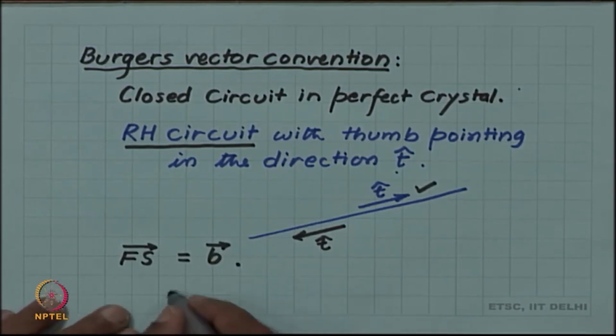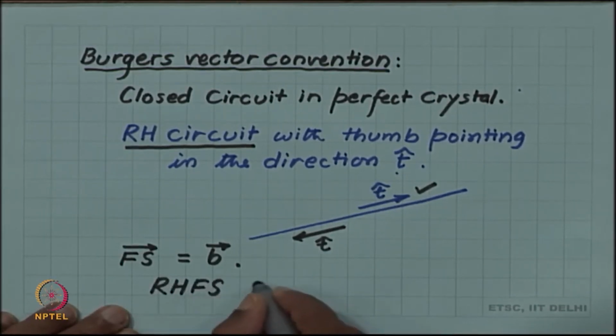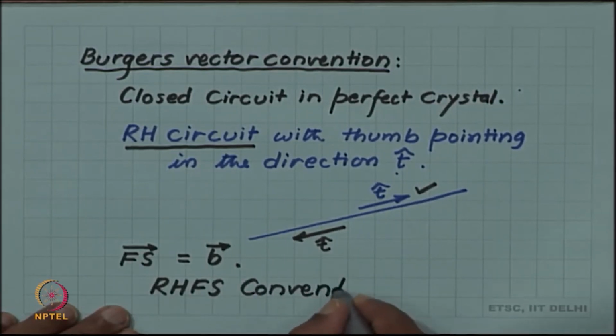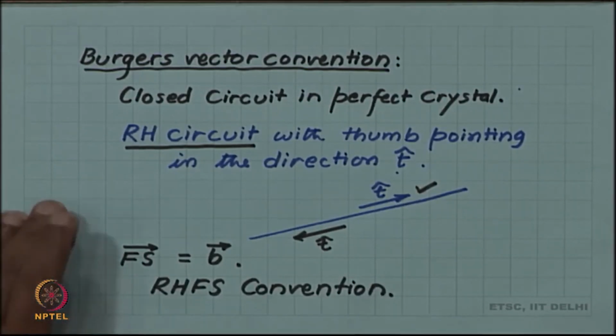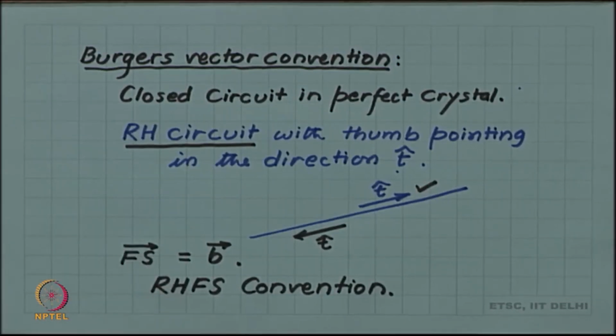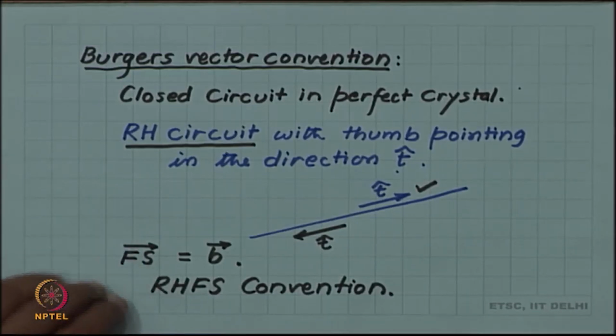This is sometimes shortened into the name RHFS convention. We will be following this convention in all future discussion, but when you are looking up other textbooks or other literature, you should make sure what convention of the Burgers vector they are using.